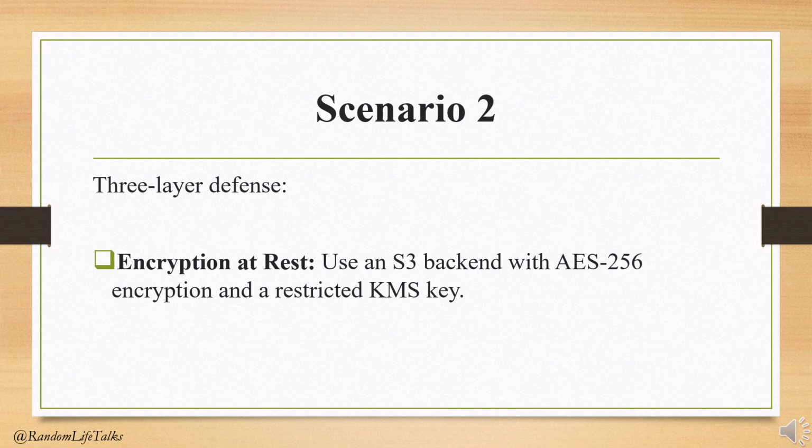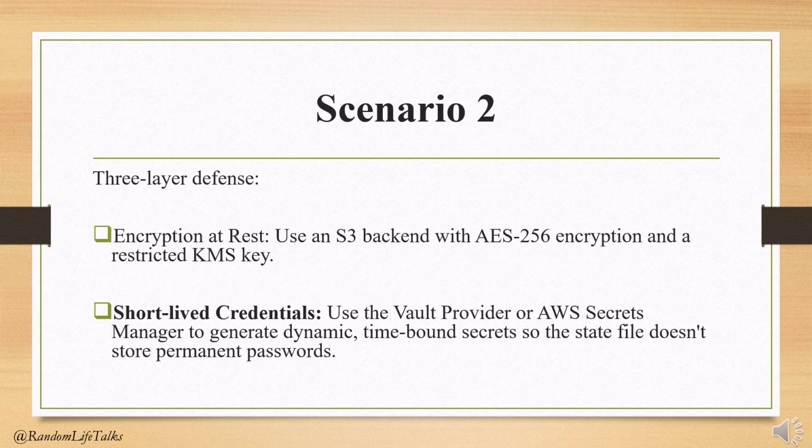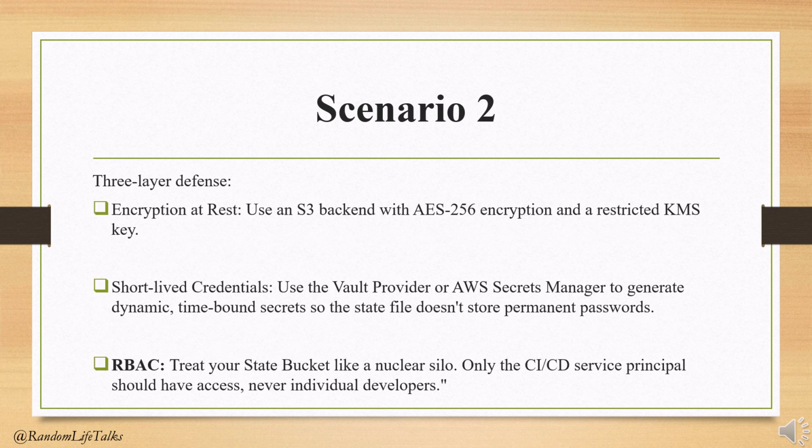First, encryption at rest. Use an S3 backend with AES 256 encryption and a restricted KMS key. Second, short-lived credentials. For this, you can use a Vault provider or AWS Secrets Manager to generate dynamic, time-bound secrets so the state file does not store permanent passwords. Third, RBAC. Treat your state bucket like a nuclear silo. Only the CI/CD service principal should have access, never individual developers.